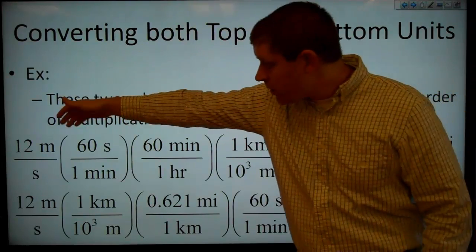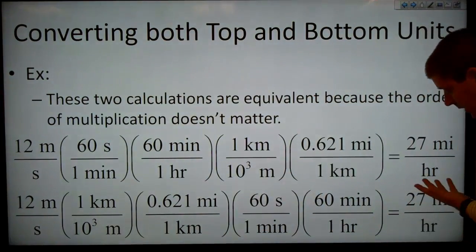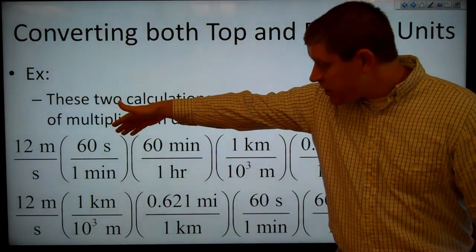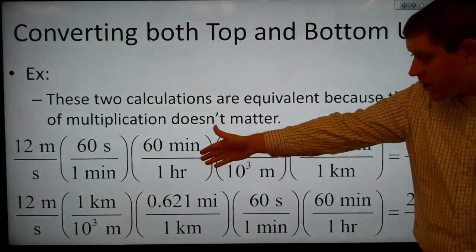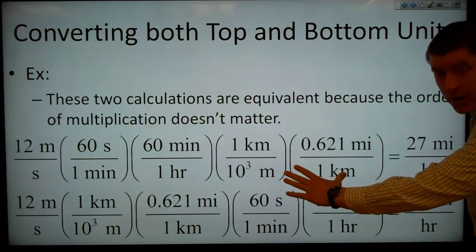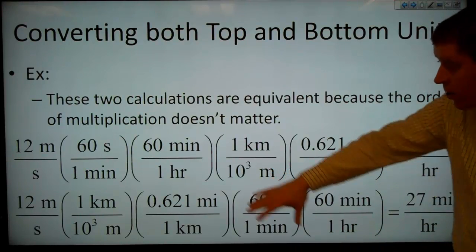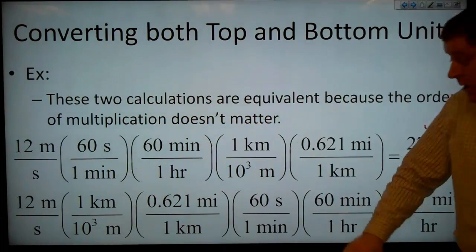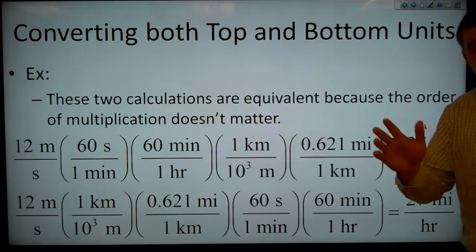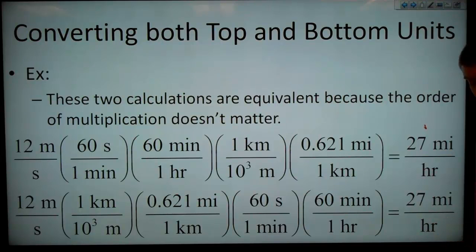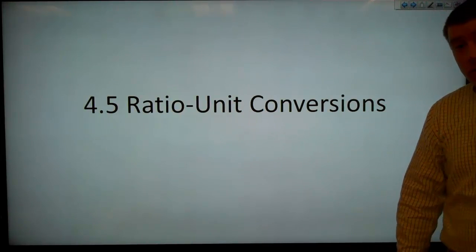So we can either convert 12 meters per second to 27 miles per hour by getting rid of seconds first, getting to minutes, and then getting rid of minutes and going to hours, and then converting our distance units. So we can either convert our time units and then distance units, or we can convert our distance units and then time units. Doesn't matter which order we do it in, we're going to get the same result, and you can see that we do end up with the same answer for each of these. So that was ratio unit conversions.